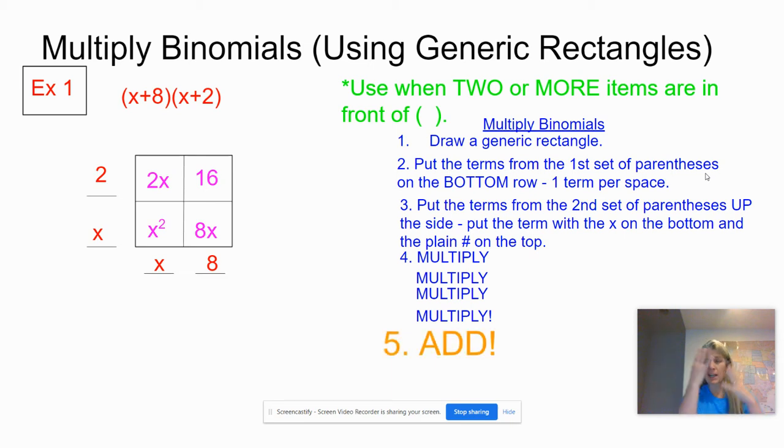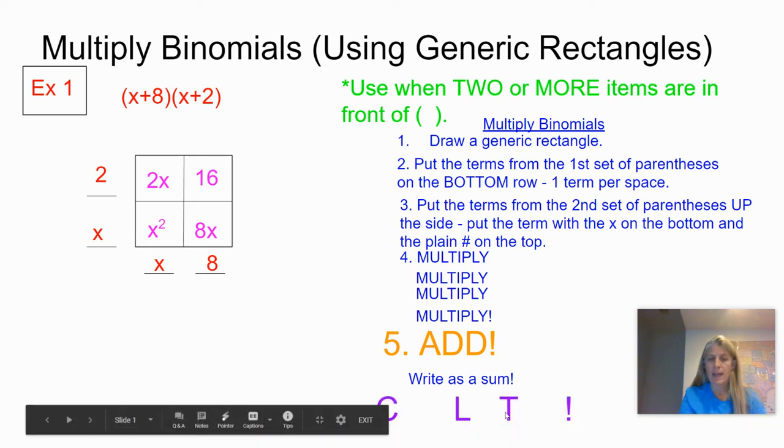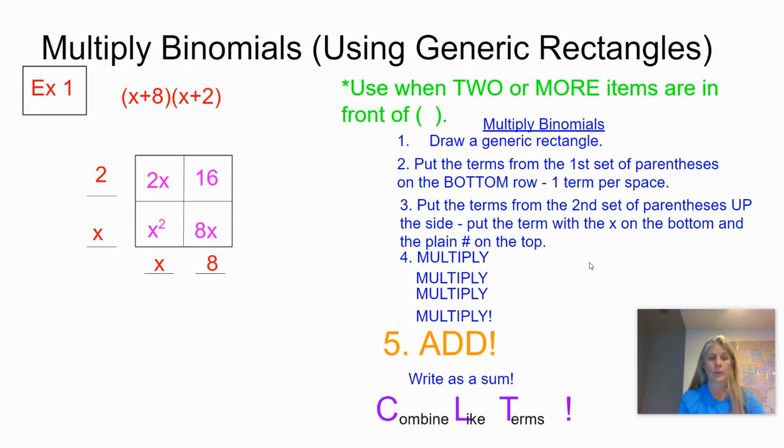Now, we kind of clear our head, and we're like, we're done multiplying. Now it's time to add or combine like terms. So remember, we're going to write this as a sum. Now remember as we go here, that as we're adding, we are combining like terms. So we can only combine terms that have exactly the same base with exactly the same power.